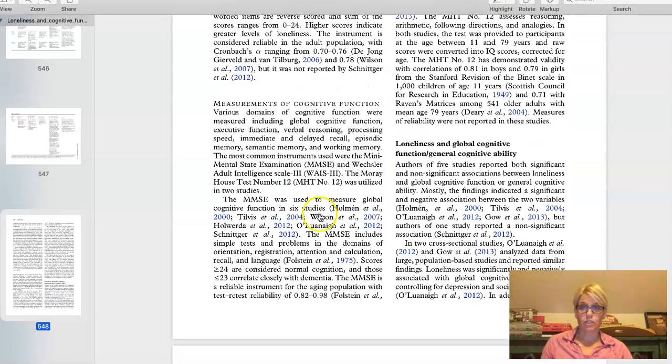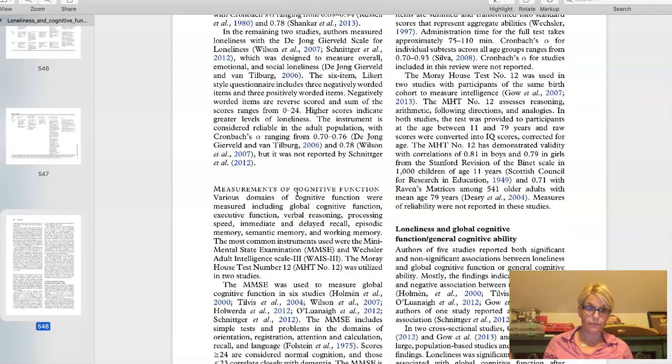Measurement of cognitive function, same thing. There were lots of different domains that were measured across all the different studies. So global cognitive, executive, verbal reasoning, processing. So I did list all the different groups of types of cognitive function. And then I talked about some of the most common measures that were used across studies. So again, I'm not going to sit here and talk about 50 different measurements that were used, but these are the most common that were used to measure global cognitive function.